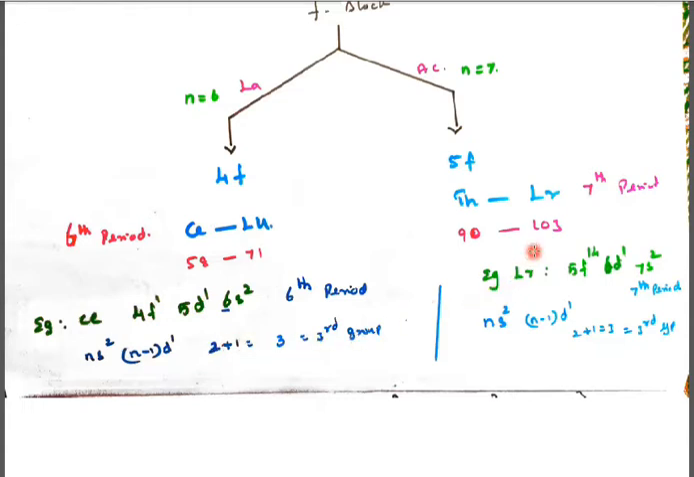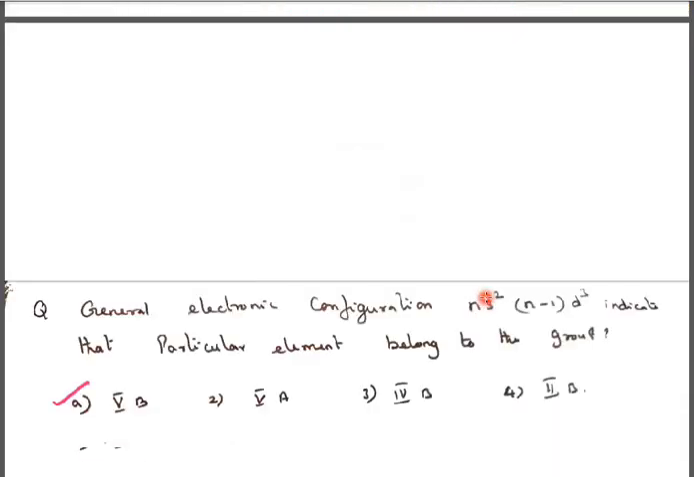Then the example for lawrencium: 5f14 6d1 7s2. The maximum n value is 7, so it belongs to the seventh period. Then the rule: 2 electrons in the s orbital and only 1 in the d orbital. So 2 plus 1 is 3, so that is the third group. This is the shortcut method to find out the period and group number.